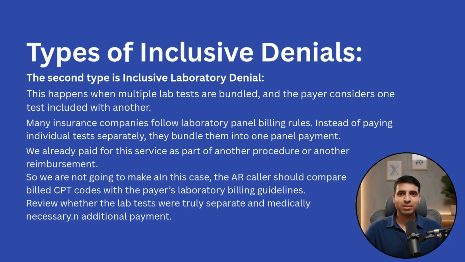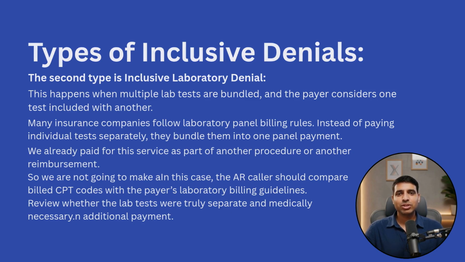This happens when multiple lab tests are bundled together and the payer considers one test included with another. Many insurance companies follow laboratory panel billing rules. Instead of paying individual tests separately, they bundle them into one panel payment. In this case, the AR caller should compare billed CPT codes with the payer's laboratory billing guidelines. Review whether the lab tests were truly separate and medically necessary. If the wrong coding was used, send the claim back for coding correction. If the billing is correct, submit supporting documentation and request reconsideration.